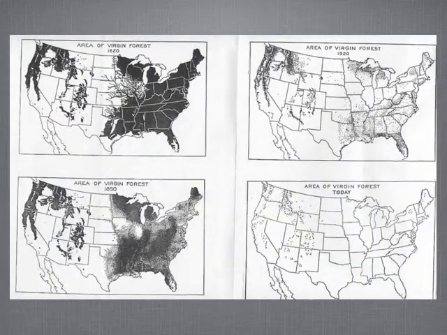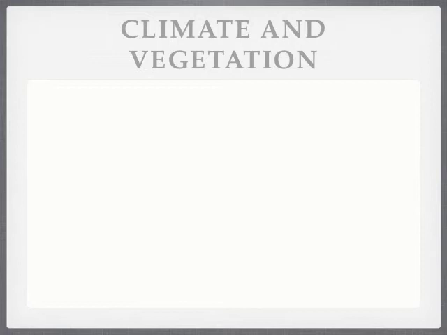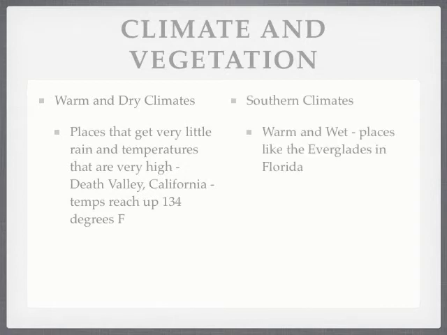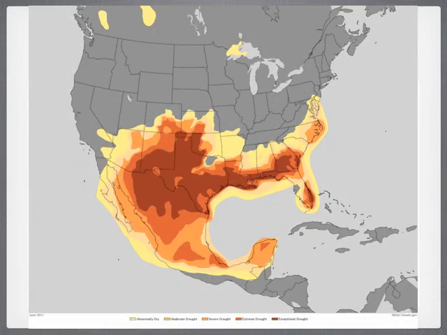And here's a map of deforestation since 1620 to today. The dark gray is forest about 400 years ago. Today, not so much. Climate and vegetation, warm and dry climates, places that get very little rain and temperatures that are very high. Places like Death Valley in California where the temps reach up to 134 degrees Fahrenheit. Southern climates, warm and wet, places like the Everglades in Florida.